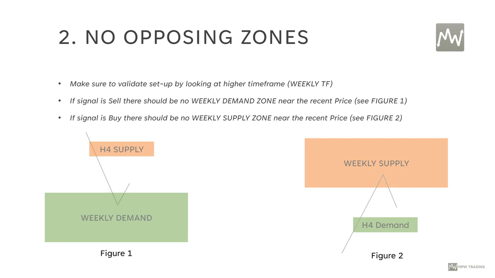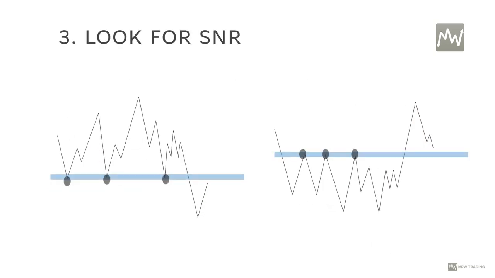Okay, so number 3 is look for SNR. So let's say for example, na-validate mo, valid yung setup, walang opposing zone, so we can now proceed to step number 3, which is we need to look for SNR level or support and resistance level. Ano po ba yung support and resistance level? So basically, support and resistance level are areas or levels sa chart na merong bounce yung market. So meaning nire-respect. So meaning from that level, the market bounce up.